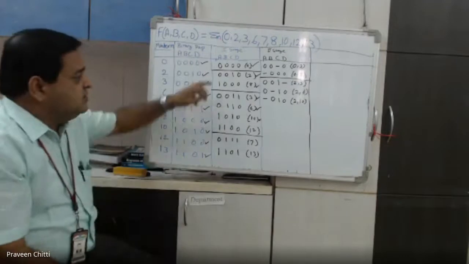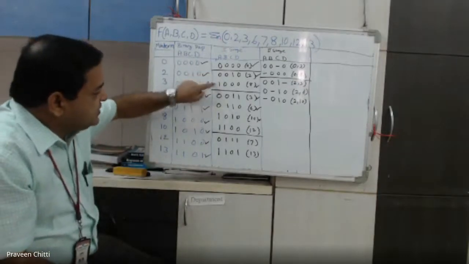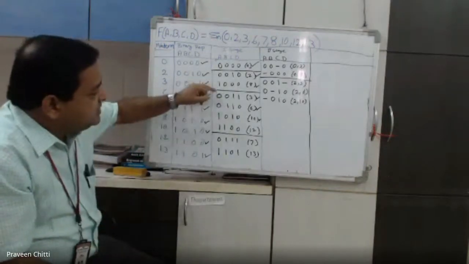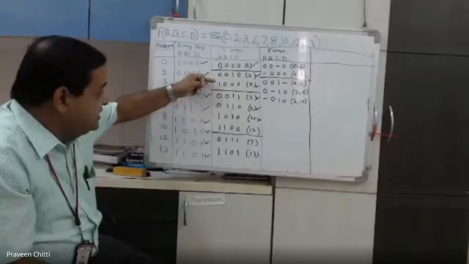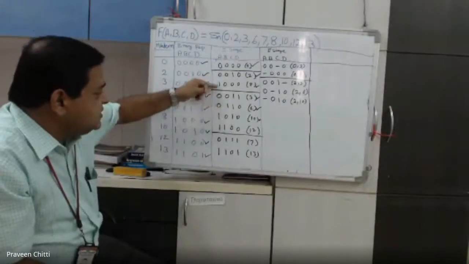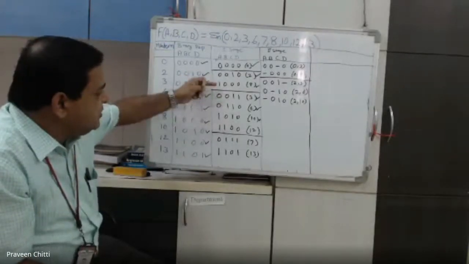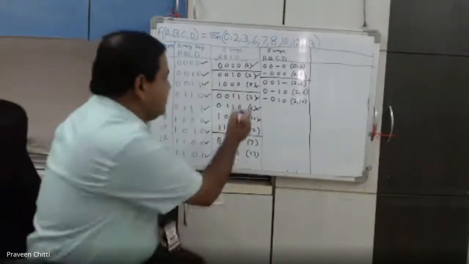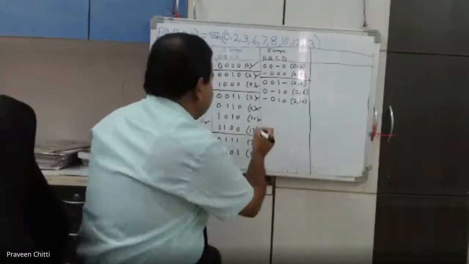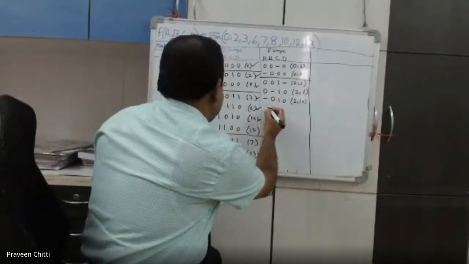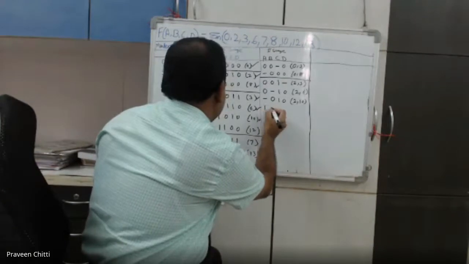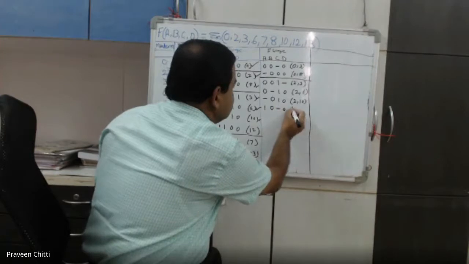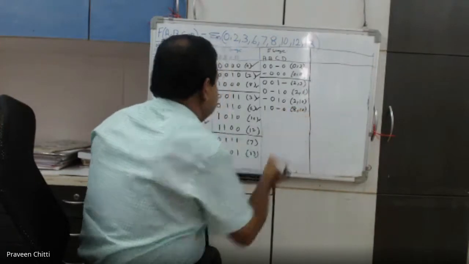Is that fine? Next, check 8 and 3, whether it is possible. Can I combine 8 and 3 now? No, sir. Then check 8 and 6. Different, no. Then 8 and 10, same, different, same. So 8 and 10 can be combined, and you can write that as 1, 0, dash, 0, and that is 8, 10.